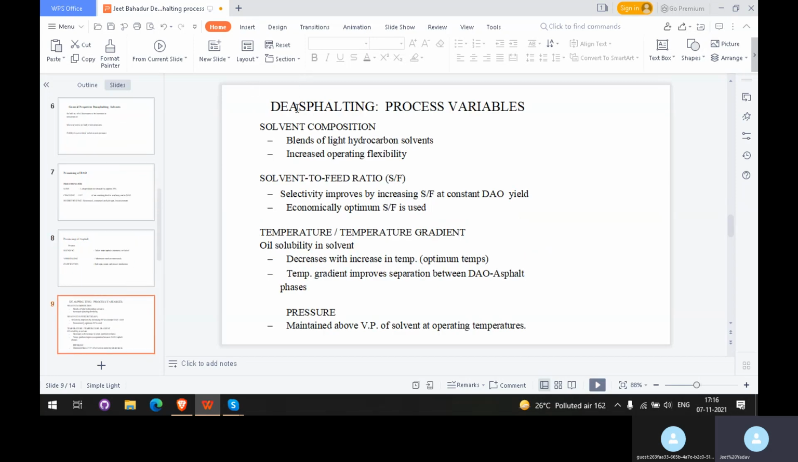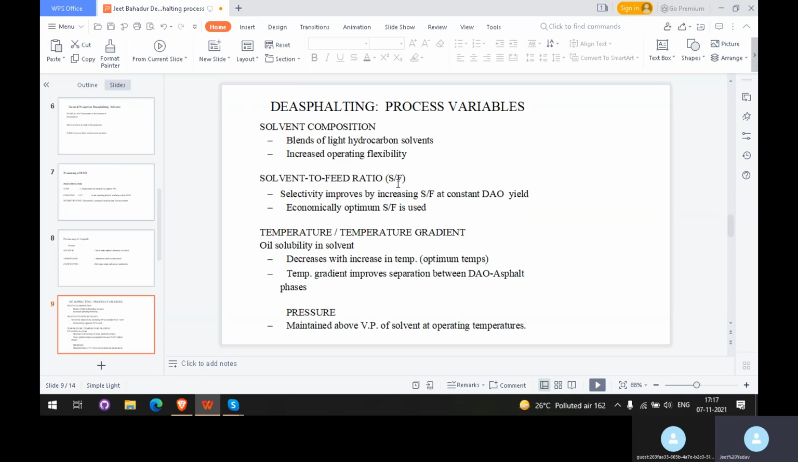Further, we have the variables. So the process variables for the deasphalting, like we have solvent compositions, basically blends of light hydrocarbon solvents. So these are the outcomes of the light hydrocarbon solvents, and they give increased operating flexibility. So the solvent compositions have the increased flexibility of the operating part. Further, we have a variable like solvent to feed ratio, basically S by F.